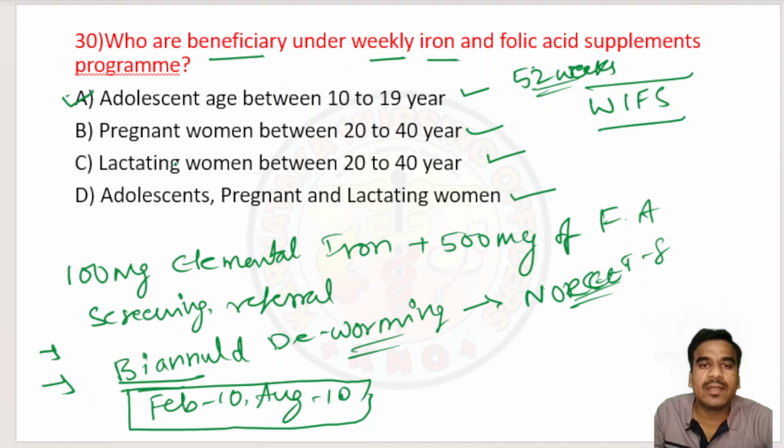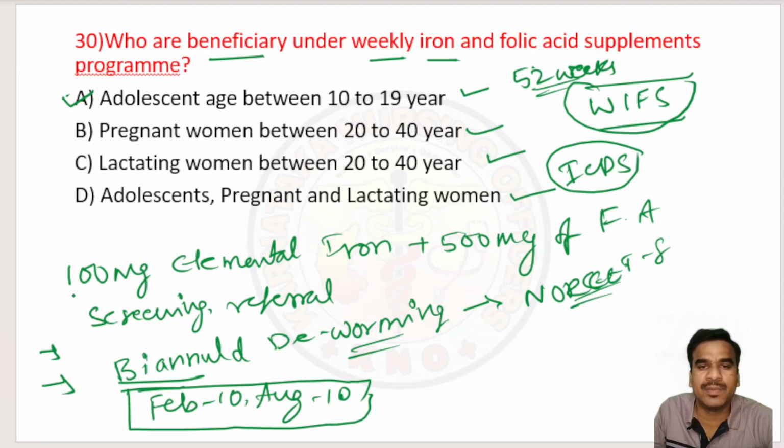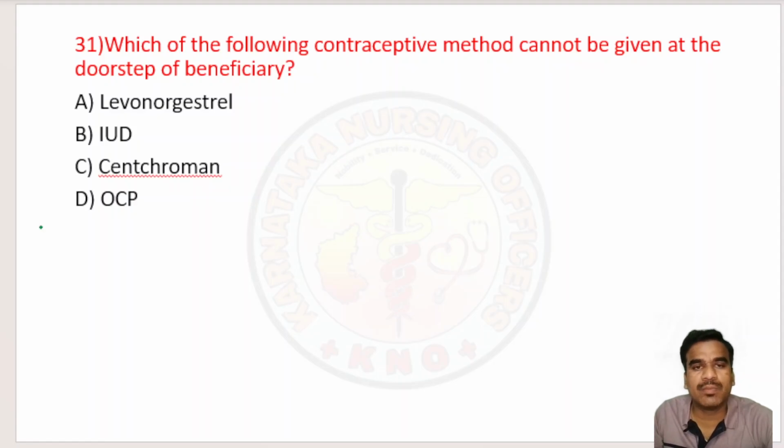Here, pregnant women and lactating women come under the ICDS program, not the WIFS. The WIFS program is supplementation of iron and folic acid tablets, 100 mg of elemental iron plus 500 mcg of folic acid. This is given to children of 10 to 19 years, for up to 52 weeks. Biannual deworming days are also included in the WIFS program. Hope you understood.